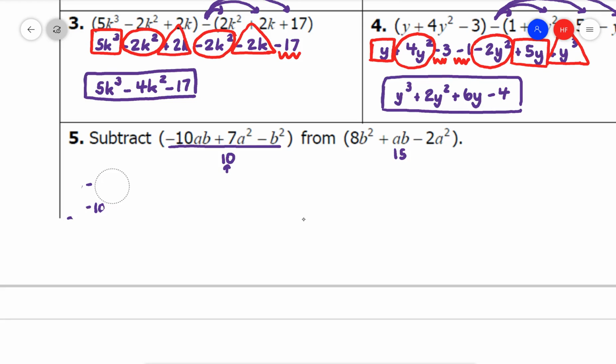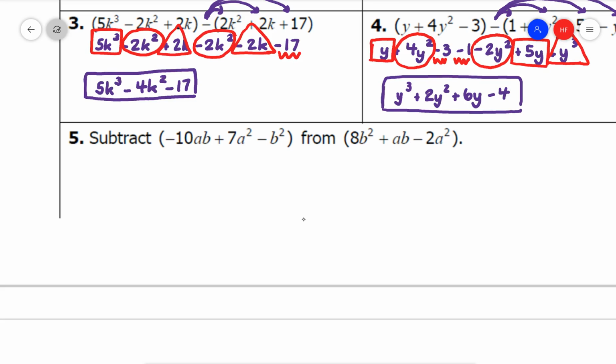When I rewrite this problem, I am subtracting this first amount from this second amount. So I am taking 8b squared plus ab minus 2a squared and subtracting negative 10ab plus 7a squared minus b squared.